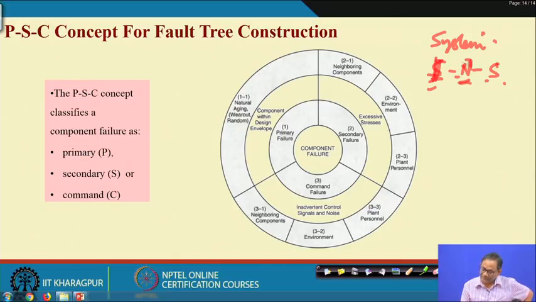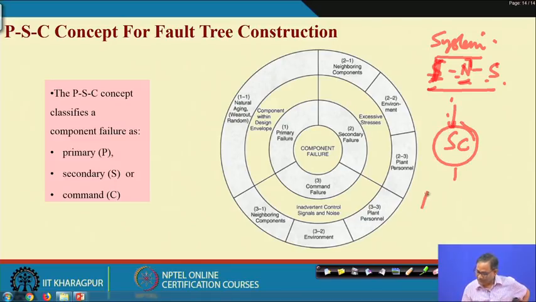Then the first level breakup is over, and you may find the immediate causes related to a subsystem. Then again you use the INS concept, and in this manner you come to the component level. When you come to the component level, you use the PSC concept to understand why that component fails. So INS, and then ultimately PSC at the component.